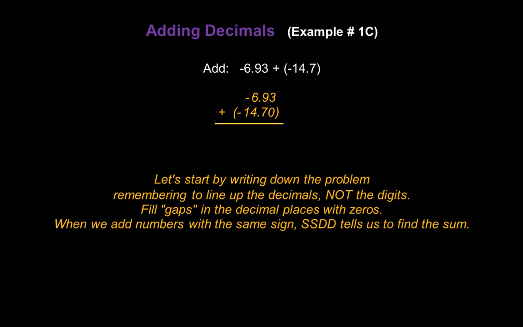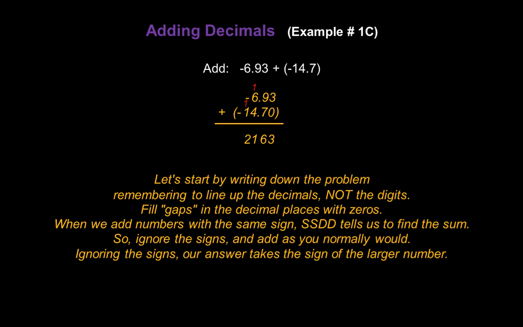Now remember, when we add numbers with the same sign, SSDD tells us we're going to find the sum. Even though they're two negative numbers, we're going to add them together. So ignore those signs and add them as you normally would. Starting on the right, 3 plus 0 is 3. 9 plus 7 is 16, so we'll write down a 6 and carry 1. 1 plus 6 is 7, plus 4 more is 11, so write down the 1 and carry 1. And finally, 1 plus 1 is 2.